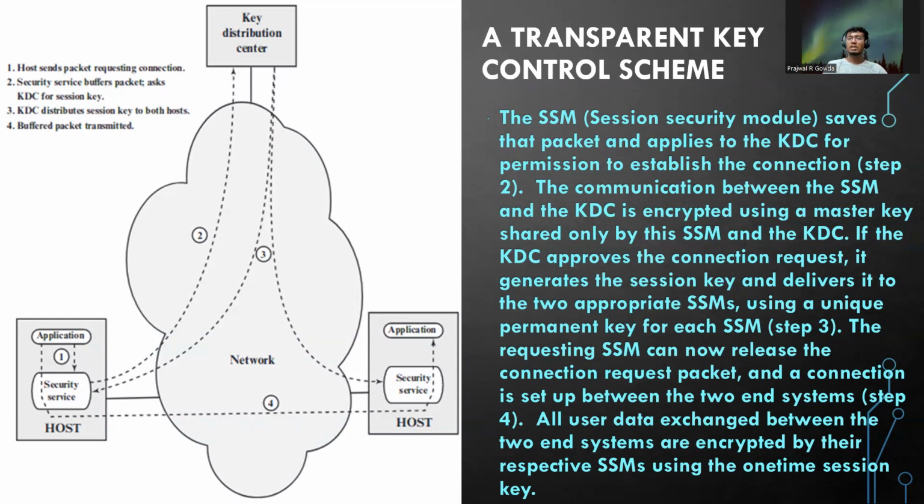The communication between the SSM and the KDC is encrypted using a master key, shared only by the SSM and the KDC. If the KDC approves the connection request, it generates the session key and delivers it to the 2 appropriate SSMs using a unique permanent key for each SSM. The requesting SSM can now release the connection request packet, and the connection is set up between the 2 end systems. All user data exchange between the 2 end systems is encrypted by their respective SSMs using the one-time session key.